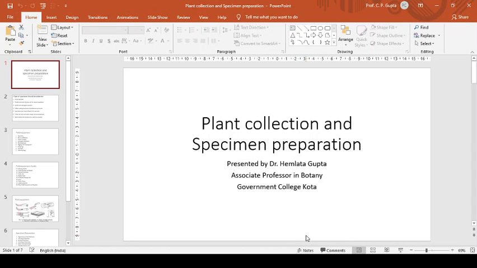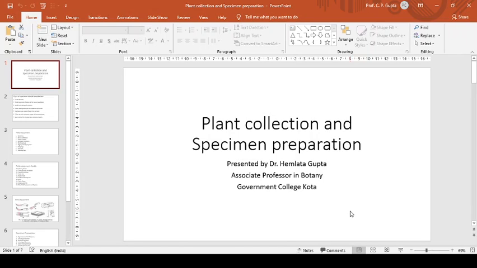In our previous lectures, we studied different classification of angiosperms given by several authors, including modern classification, then primitive angiosperms, origin of angiosperms, phylogeny of angiosperms, and many more. Now, coming to the practical aspect of the taxonomy, today we will discuss plant collection and specimen preparation.